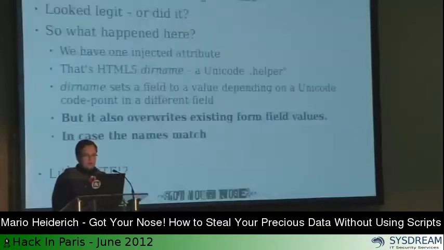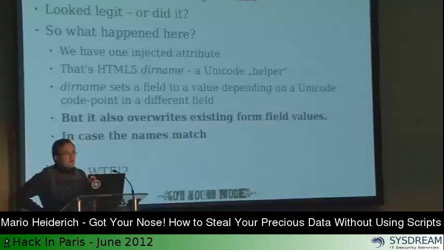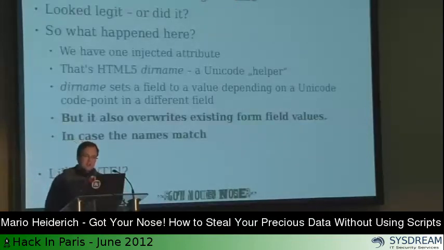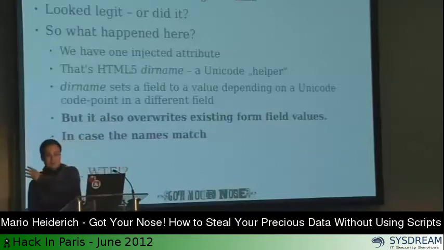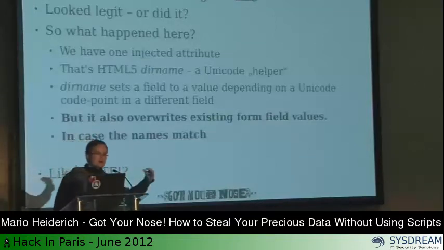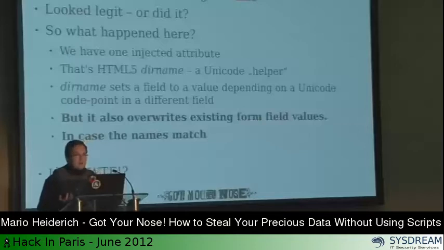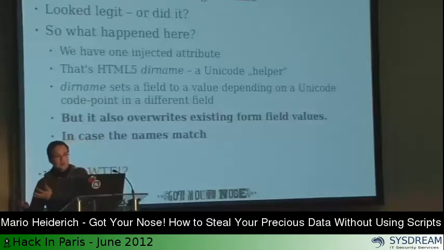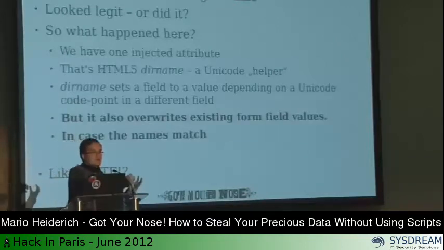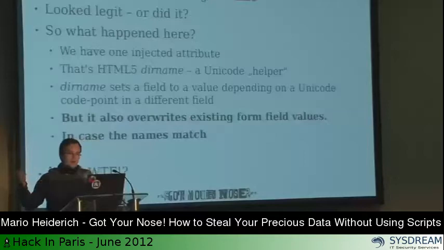The problem is that dirname, as I said, is a kind of Unicode text flow direction indicator. So if you inject a dirname into a form, then this dirname is going to listen for a specific form value and find out if the text flow direction is going left to right, LTR, or right to left, RTL. And then the dirname needs an attribute which is giving it a name, and this will then be a new HTTP parameter. So the server can know in which direction the text flows.